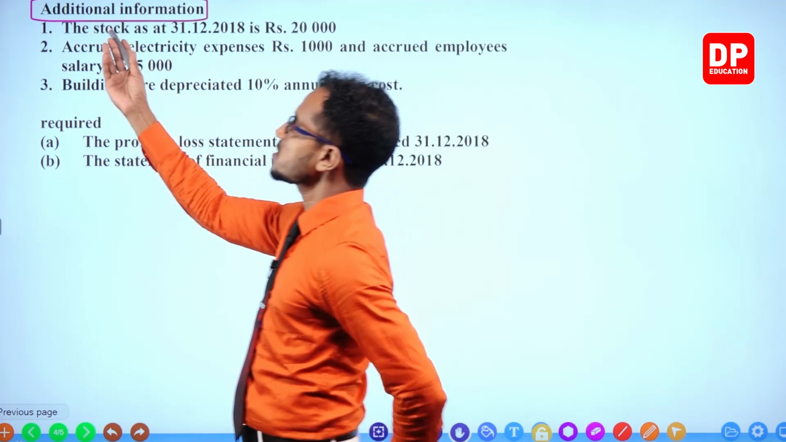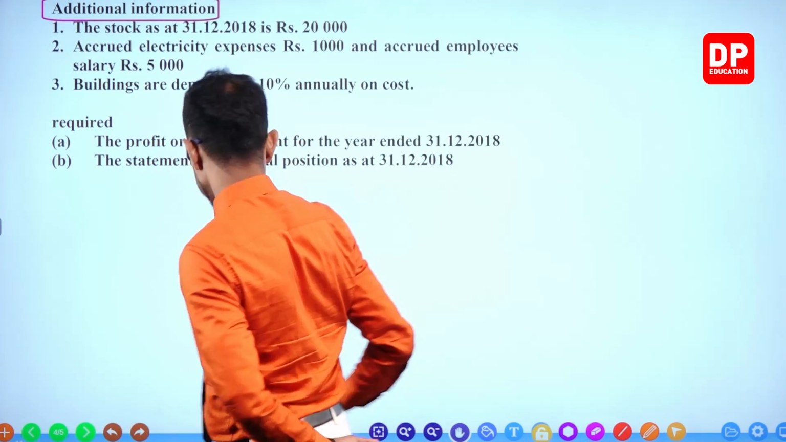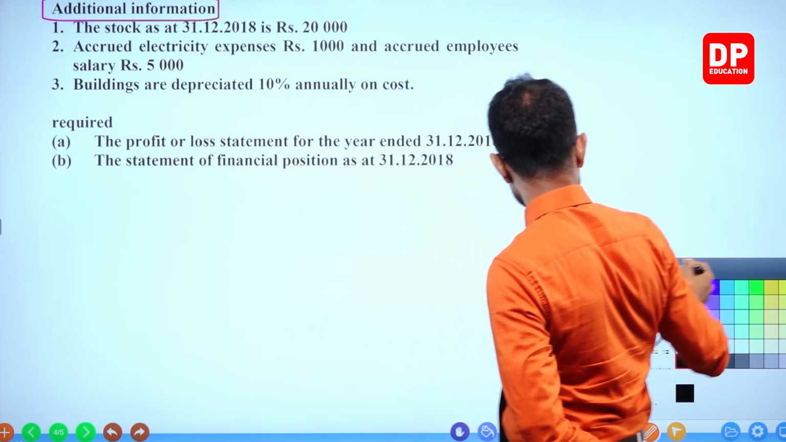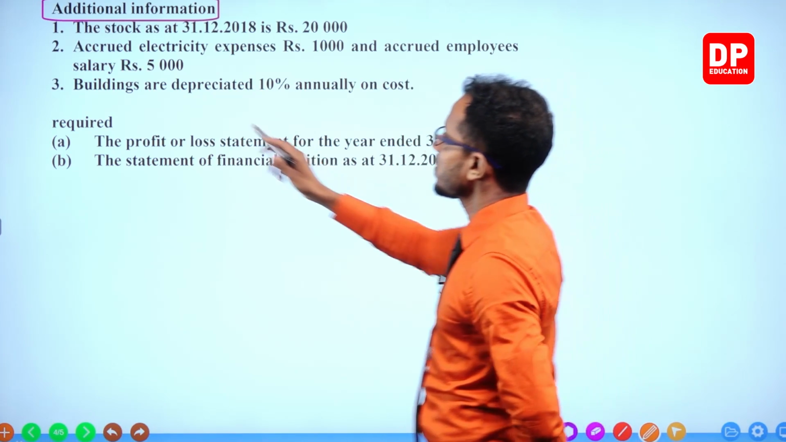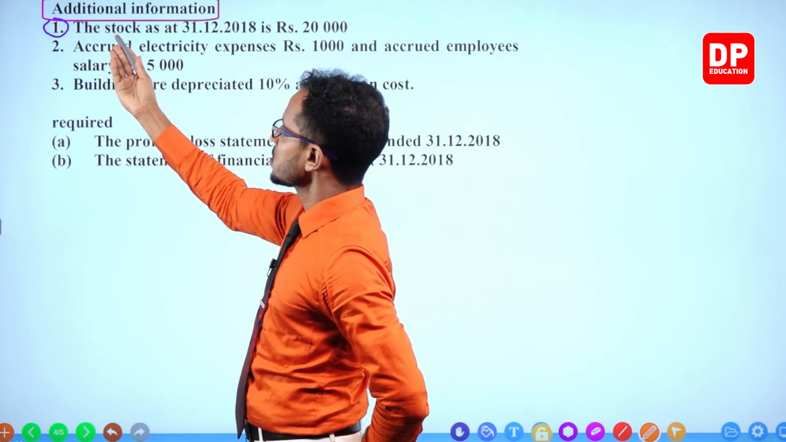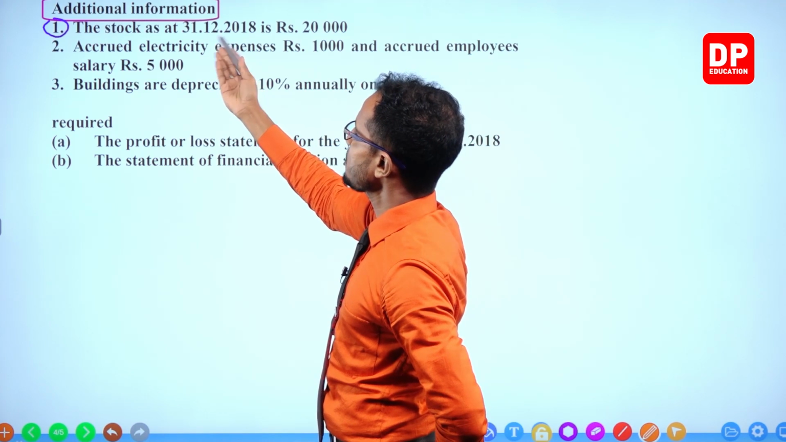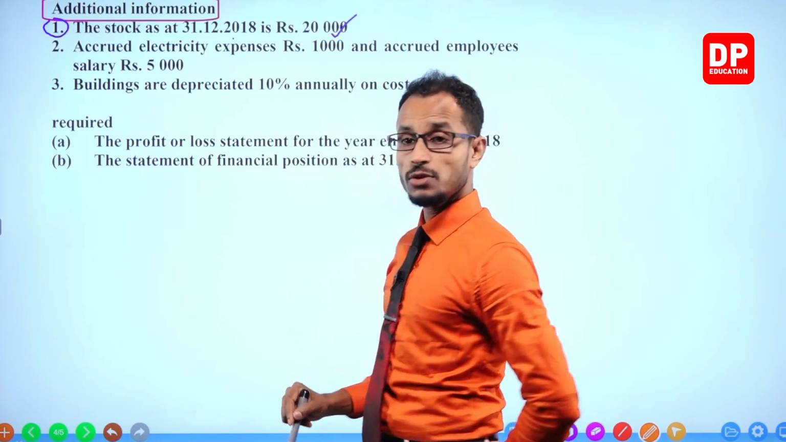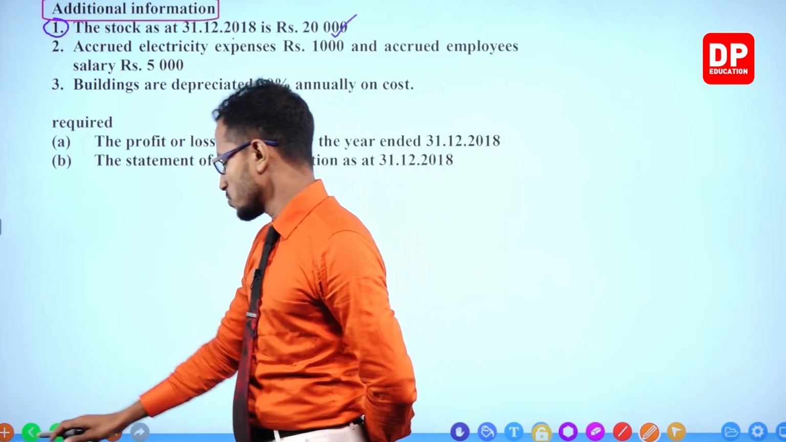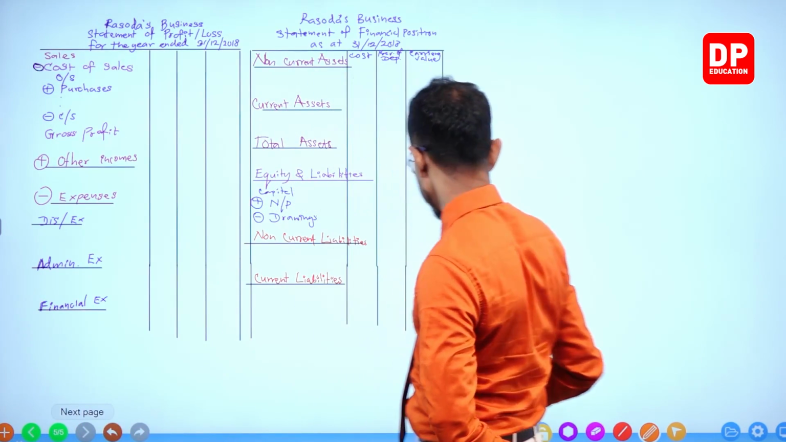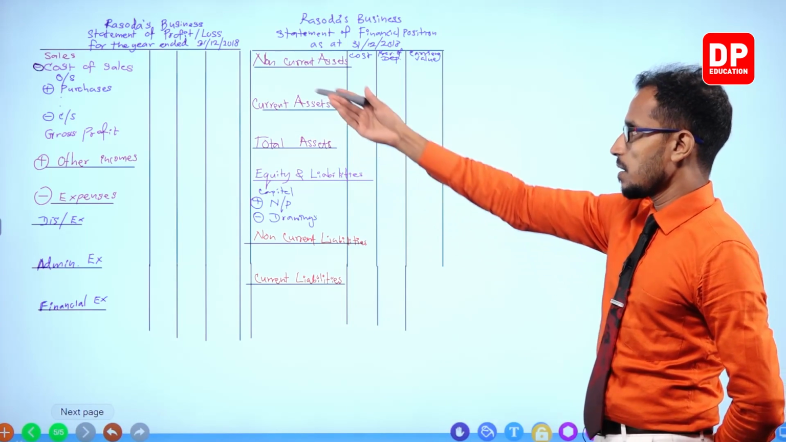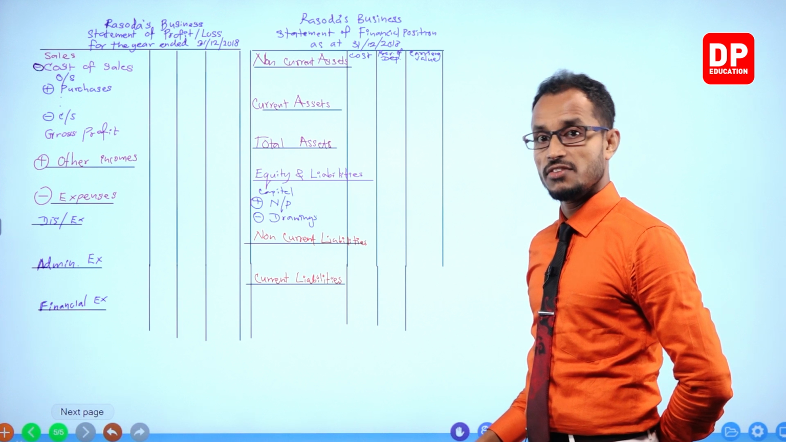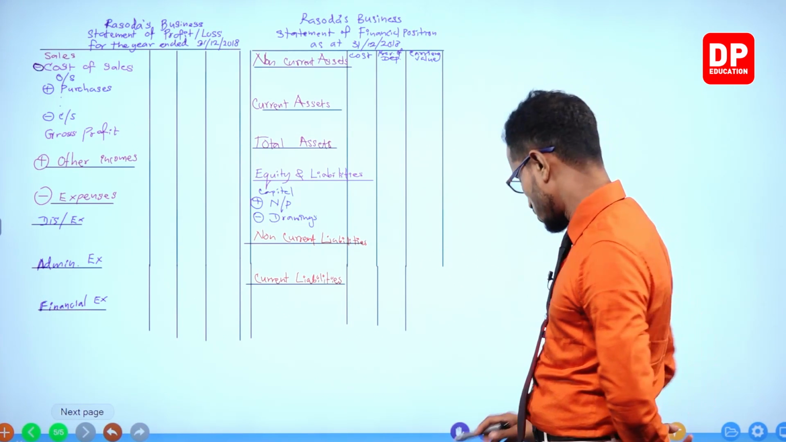First adjustment, number 1. The closing stock. Stock as at 31st December, 20,000. This is the closing stock. We know where to put the closing stock. It should go to both statements, which means the profit and loss statement and the SOFP. Every adjustment, every additional information should go to both statements.